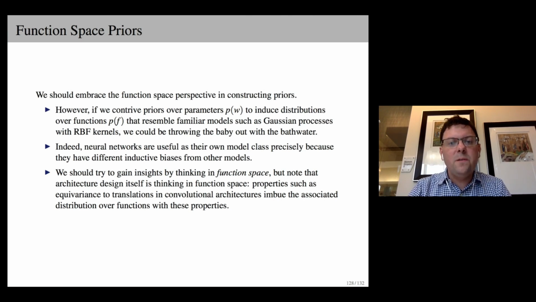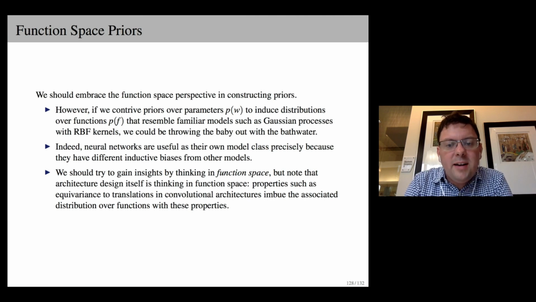At the same time, we should be careful not to contrive priors over parameters W to induce distributions over functions that resemble familiar models, such as Gaussian processes with RBF kernels. We could be throwing the baby out with the bathwater in doing that. Indeed, neural nets are useful as their own model class precisely because they have different inductive biases from other models. We already have Gaussian processes with RBF kernels.